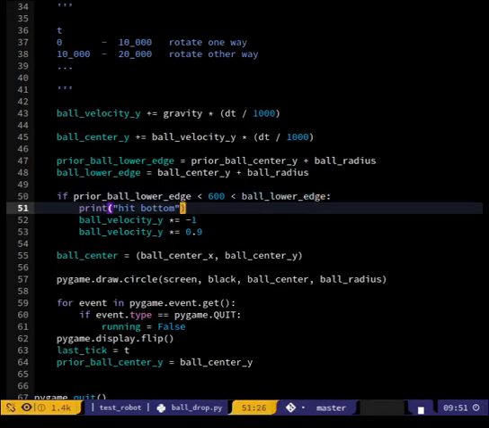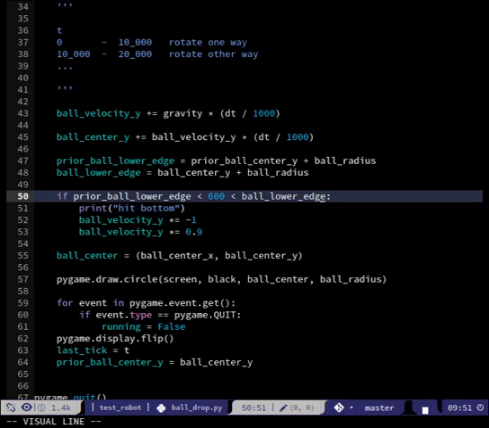Once we know that the ball has crossed, then however far below the edge it is, we could set it. I think it should be, if it bounced immediately as soon as it hit the edge, it would end up being that far above the edge. Wait, sorry, say that again?